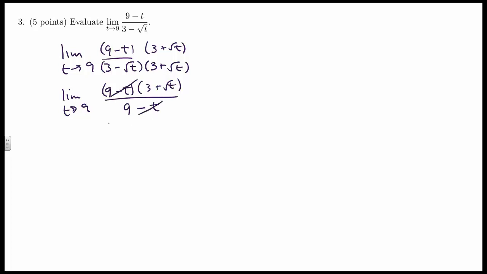Those two cancel, and now we no longer have our divide by 0 error, and when we plug in our 9, we get 3 plus the square root of 9, which is 3 plus 3, which is 6.